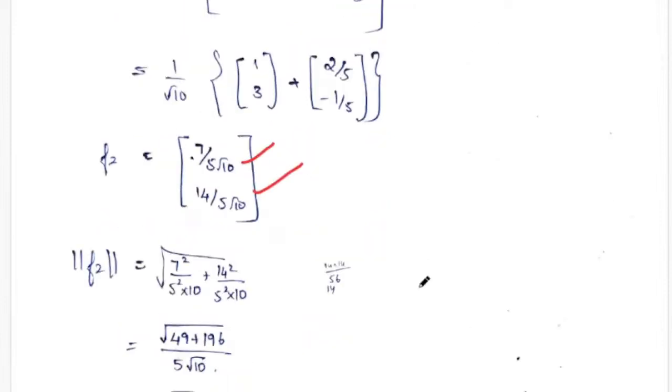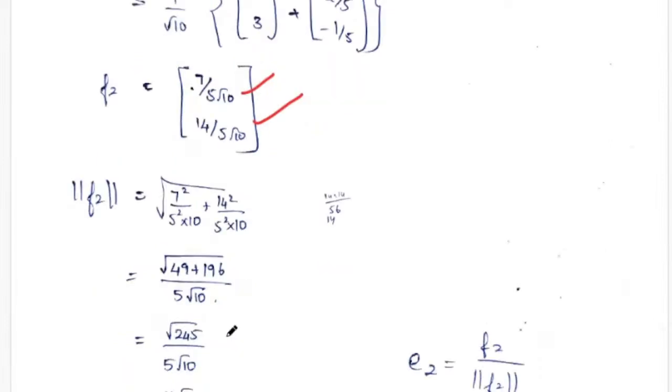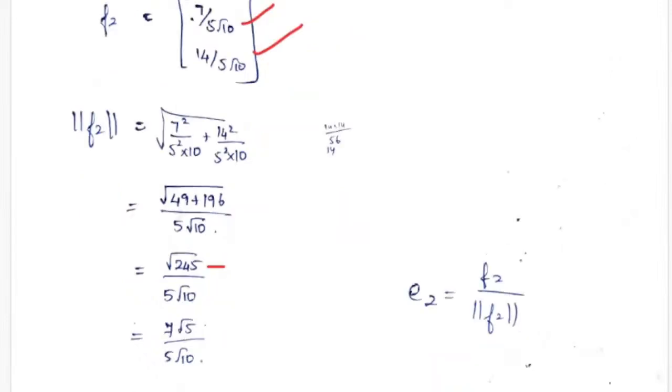So the norm of F2 is nothing but the root of 7 square by 5 square into 10 plus 14 square by 5 square into 10. I am taking 5 square 10 outside, which will be 5 root 10. Square root of 7 square, 49, plus 14 square, 196, which is nothing but root of 245. 245 is nothing but 49 into 5. So I am taking 49 outside, that is 7 square outside. So 7 root 5 by 5 root 10.